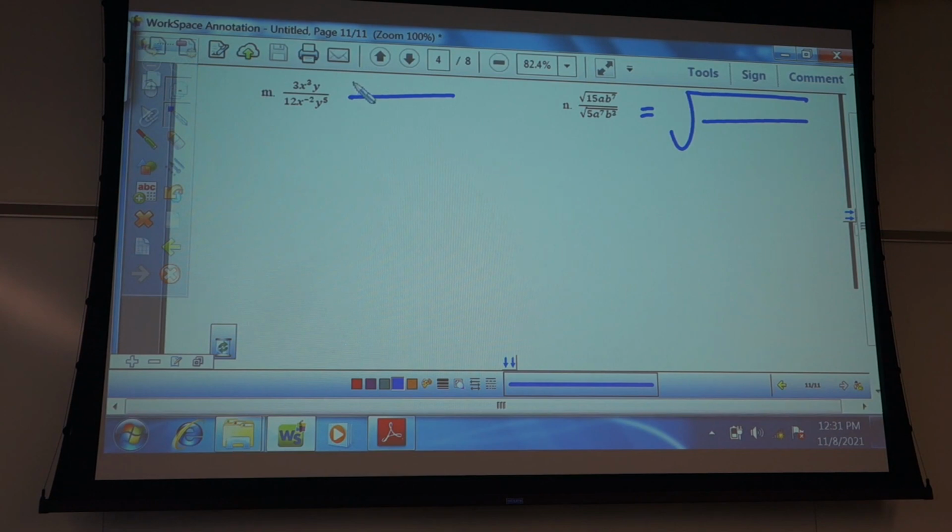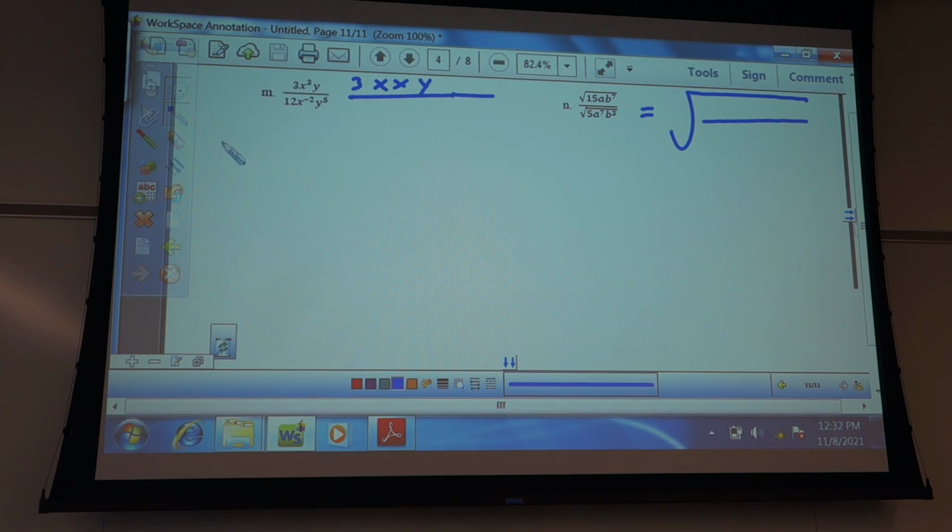So I'm going to write these out. 3. I'm just going to write them out factored: 3 and then x. Is it x to the second power? Right? x, and then a y. And then the bottom, I'm going to write them out the same way.